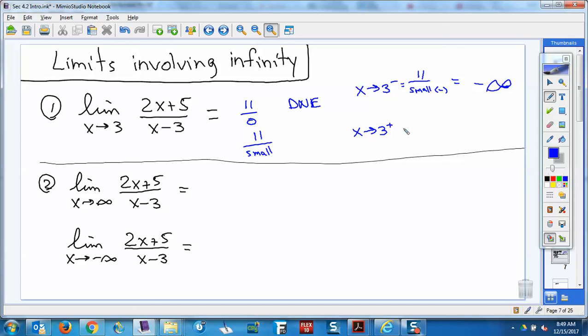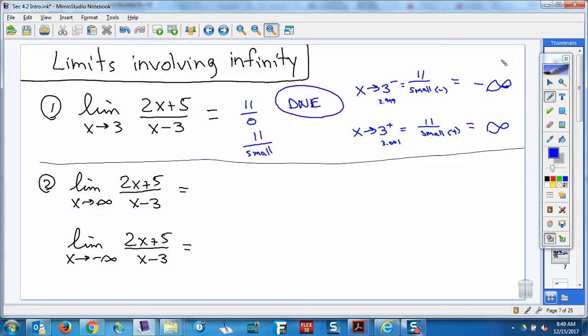Okay, now what about 3 from the right? That'd be 3.001, right? Maybe I should even write that down here. 2.999. 3 from the right is 3.001, right? Well, what if I get 3.001 minus 3? That's a small positive. So what I got is 11 over a small positive. What's 11 divided by a small positive? A big positive, right? So there we go.